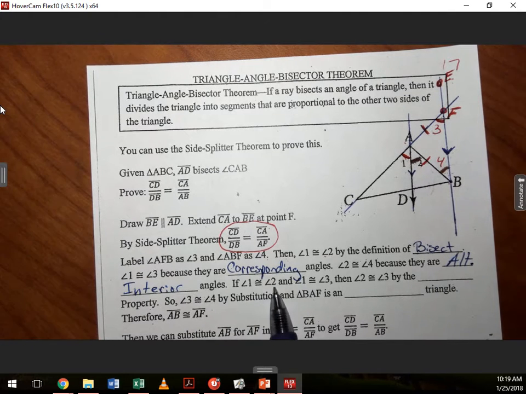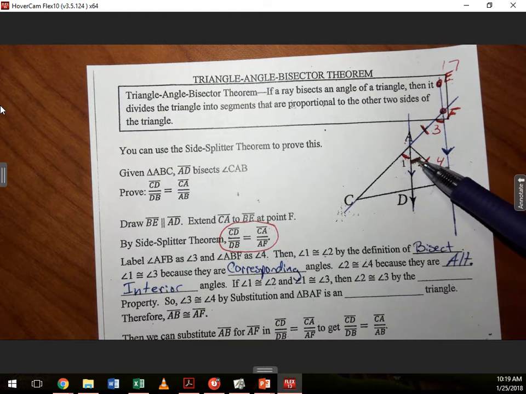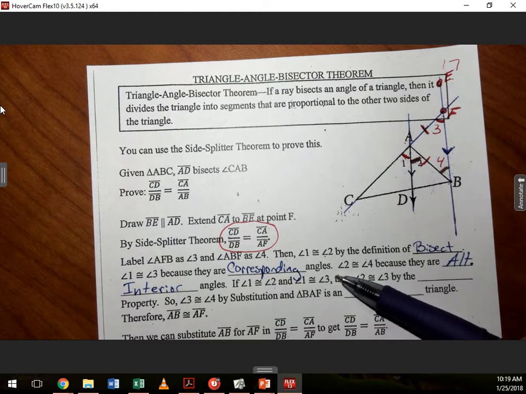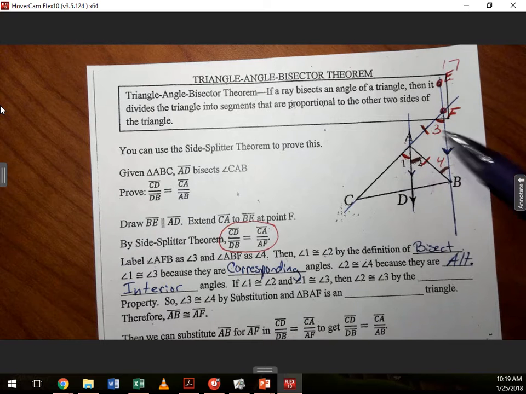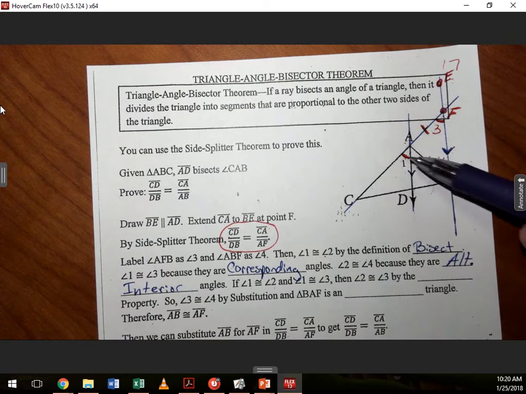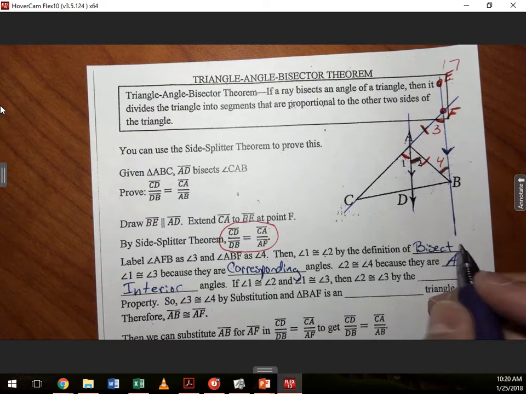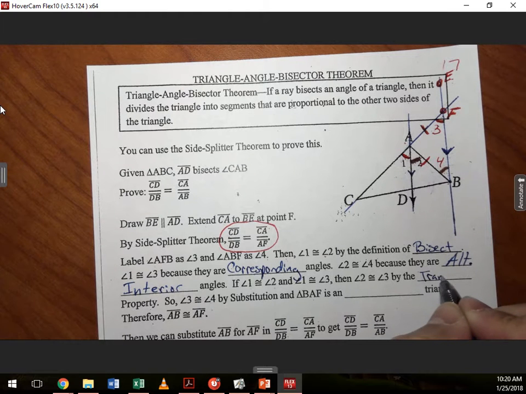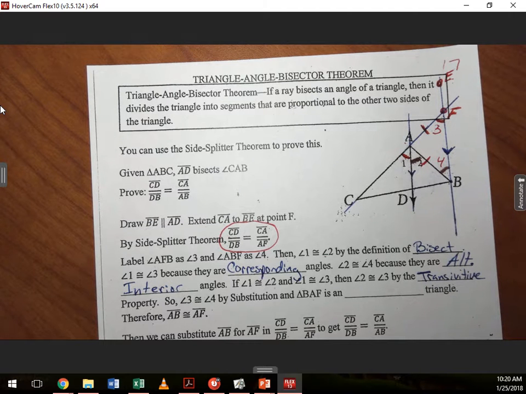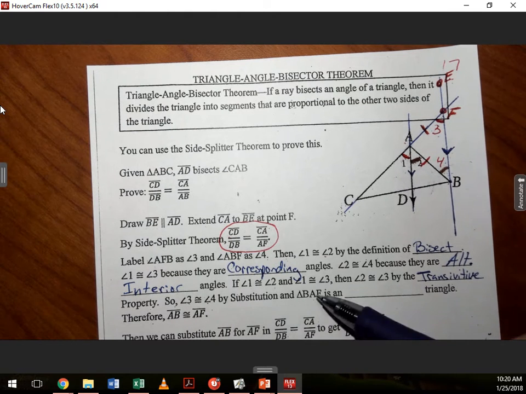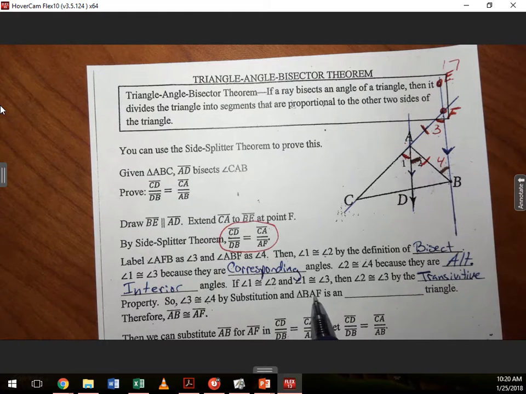If 1 is congruent to 2, and 1 is congruent to 3, then 2 is congruent to 3 by the transitive property. Very good. So I had the transitive property. So angle 3 is congruent to angle 4 by substitution, and then BAF.